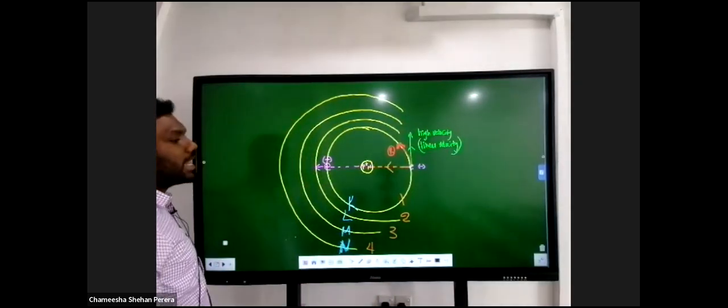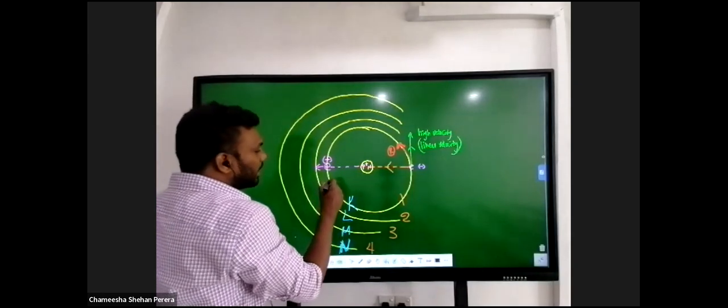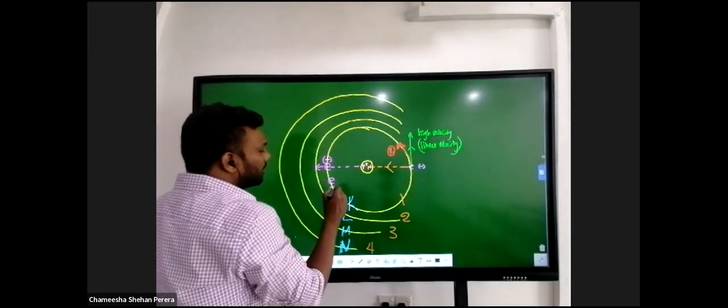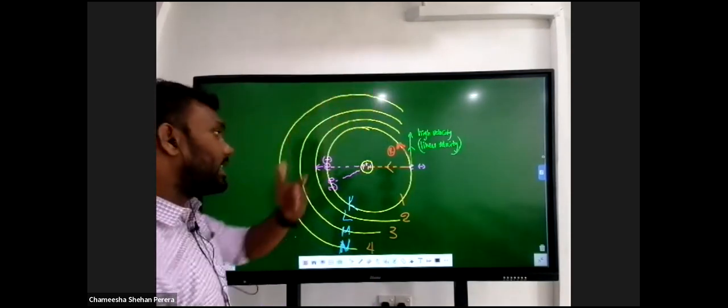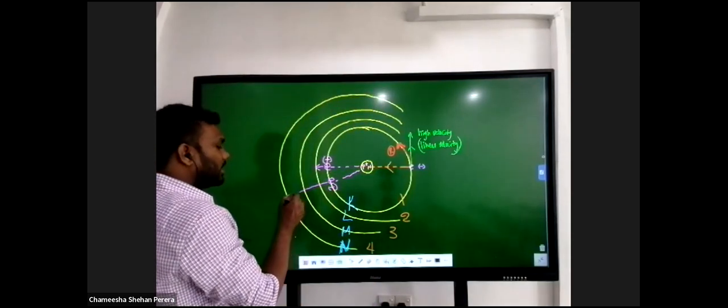And imagine there's another electron in the same energy level with a negative charge. It also has this positive-negative attraction, and now it tries to move into this energy level.